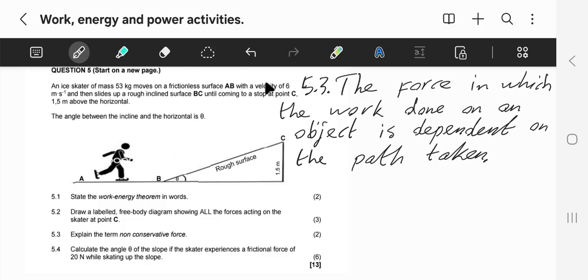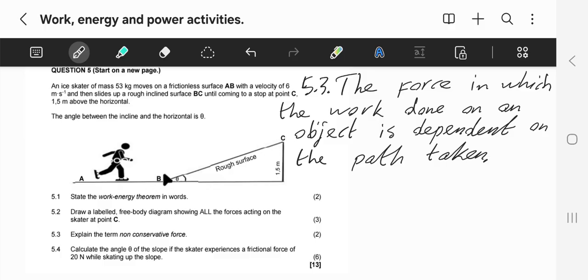And then their movement will be at a velocity of 6 meters per second. However, when they get to point B, they will come to a stop. So this means that, guys, they are not coming to a stop. My bad, guys. When they get to point B, that's when they go up the incline, right? And the incline is from point B to C.